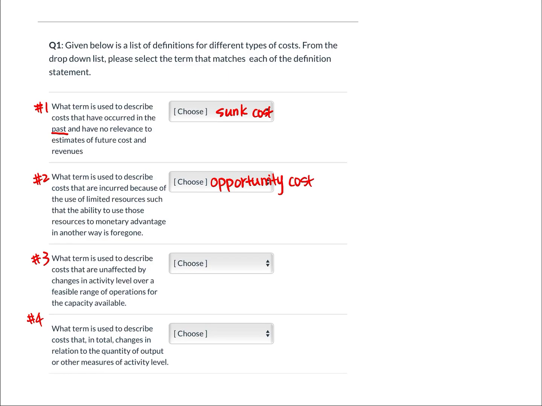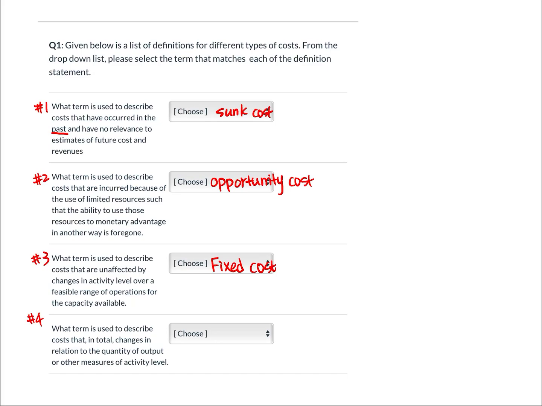1 Mississippi, 2 Mississippi, 3 Mississippi, 4 Mississippi, 5 Mississippi. So my answer will be, this is going to be the fixed cost. Okay, because it doesn't change no matter what your production activity is.